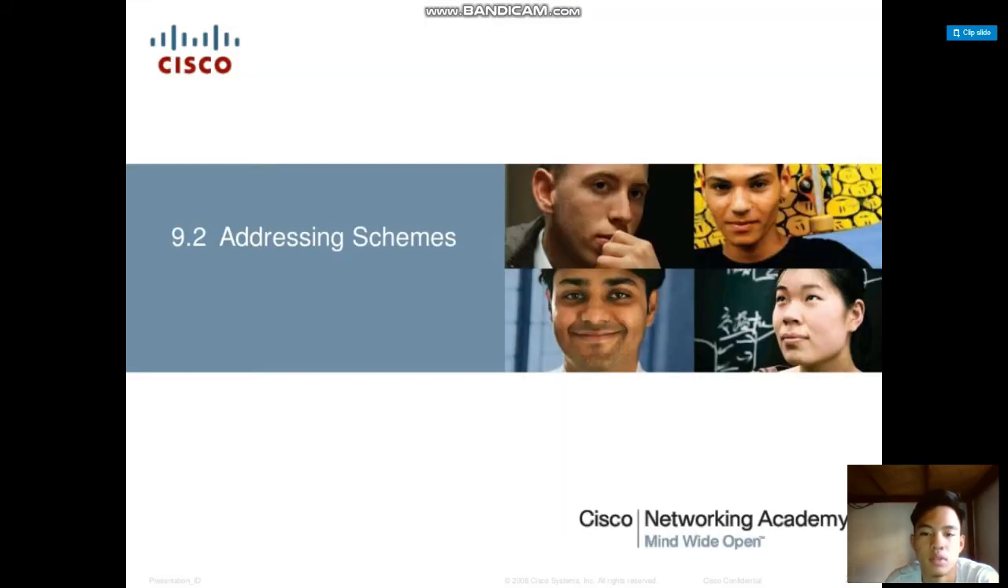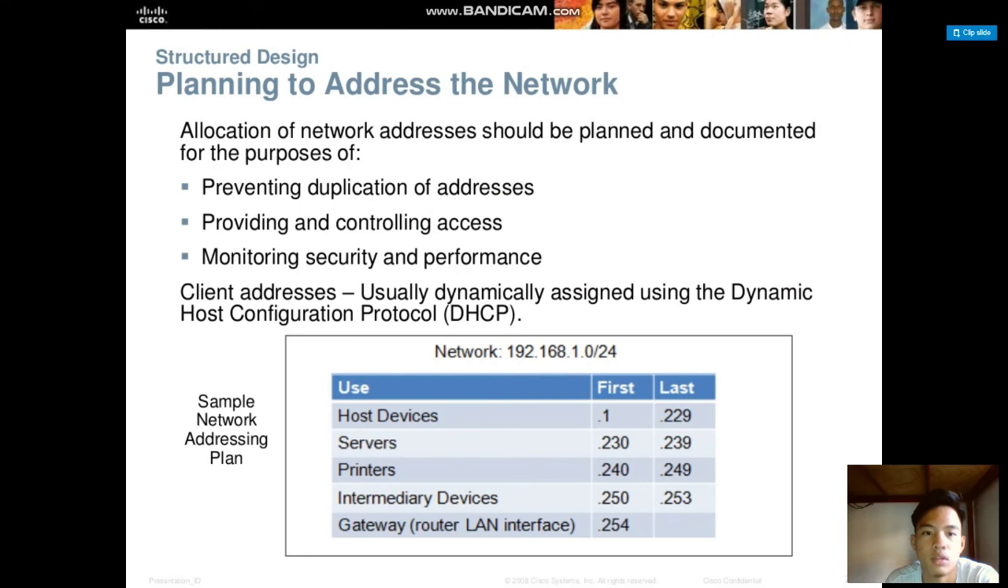Addressing schemes. Planning to address the network. Allocation of network addresses will be planned and documented for the purpose of preventing duplication of addresses, providing and controlling access, and monitoring security and performance. Client addresses are usually dynamically assigned using the Dynamic Host Configuration Protocol, or DHCP.